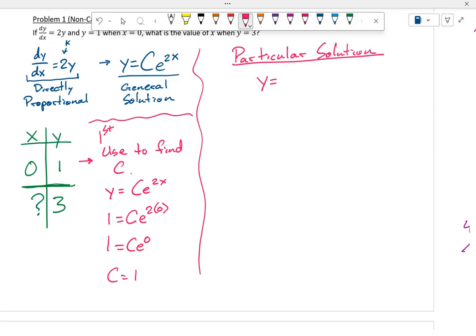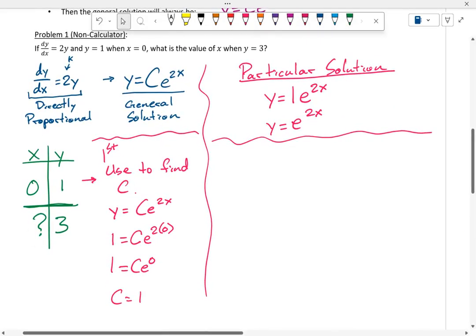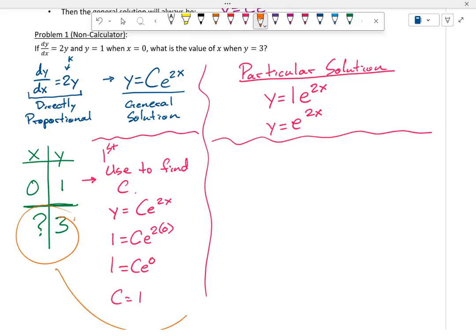So we have y equals 1 e to the 2x, but we don't need to write the 1, so just e to the 2x for this one, right? Okay, so that's our particular solution, but that's not our answer. What do they ask us to find? So we are now going to use our second point. So we want to find x equals what when y equals 3. Can I now solve for that x since I now know my c? Yeah, let's go ahead and plug it in.